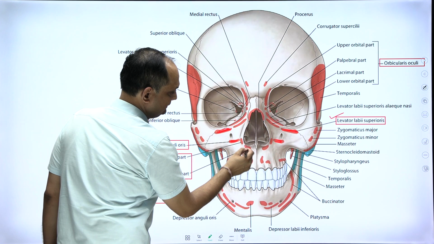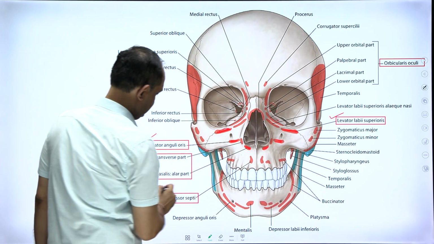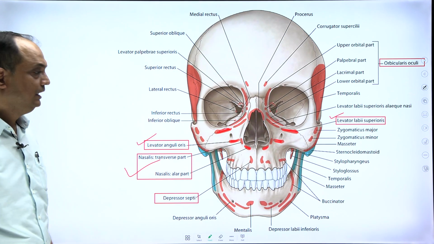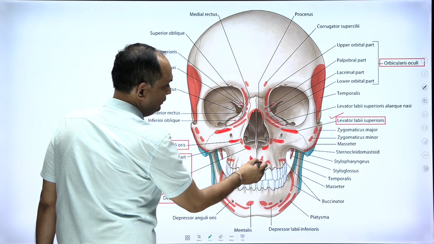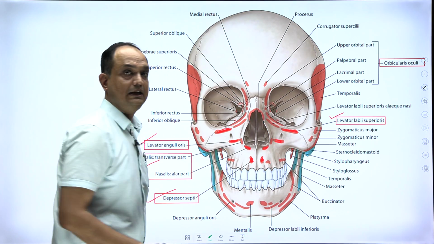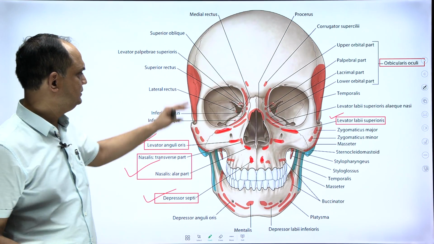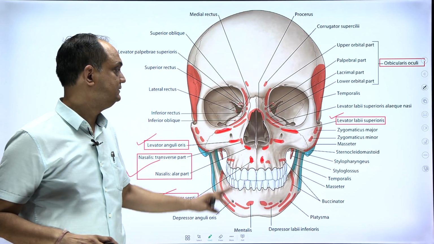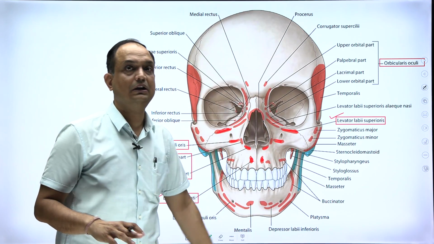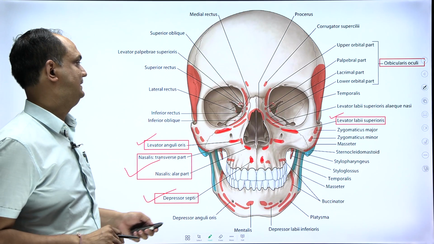Then you will have the muscle along the nasal aperture, which is your nasalis. Then you have the depressor septi, which is here in the incisive fossa. There is a long list of muscles present here, but these are the important muscles you are able to see on the facial surface of the maxilla.